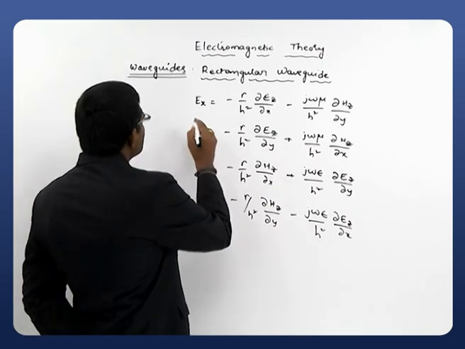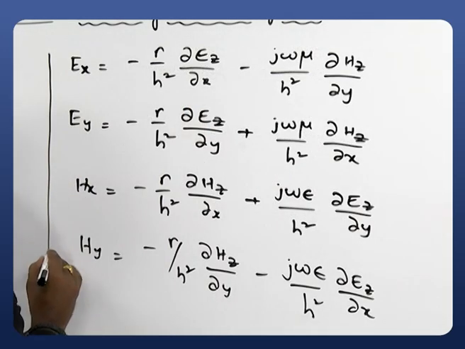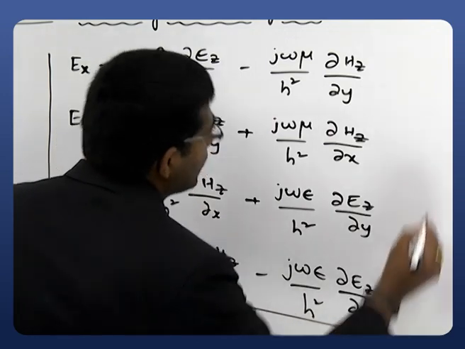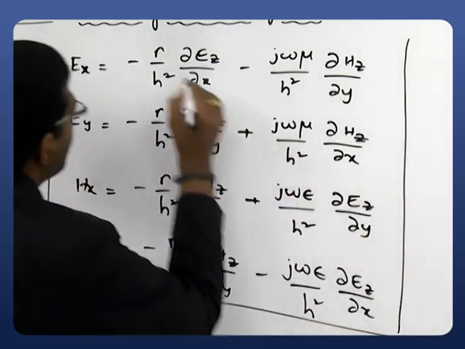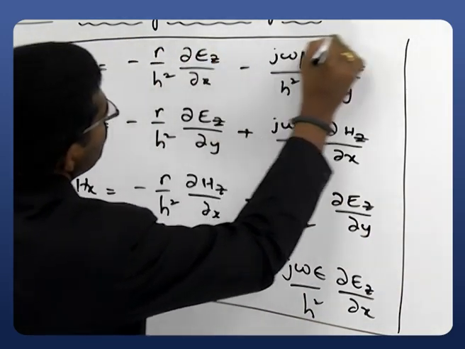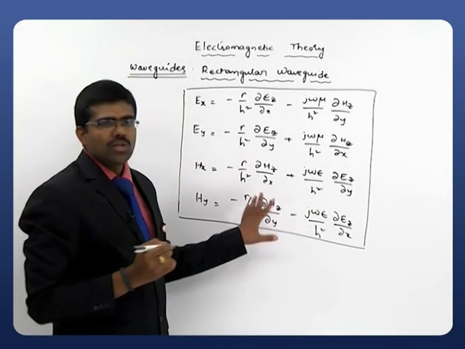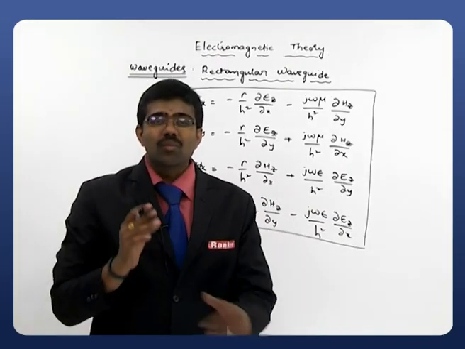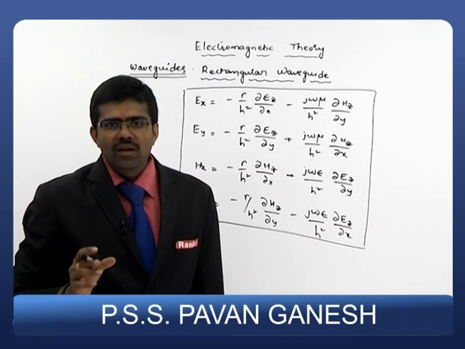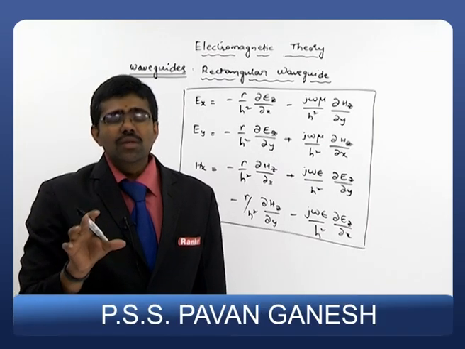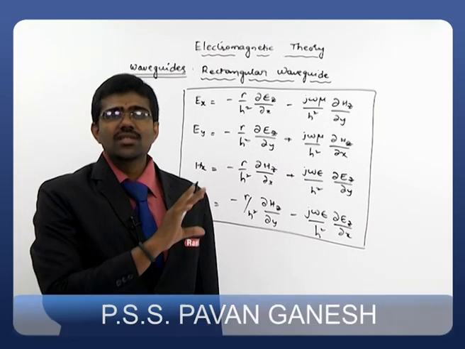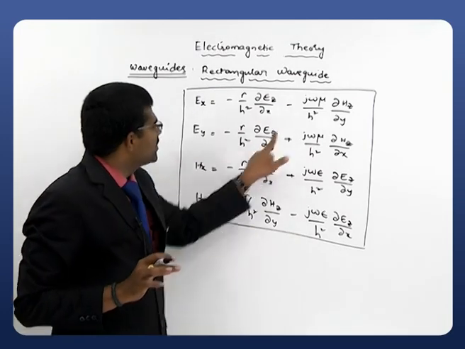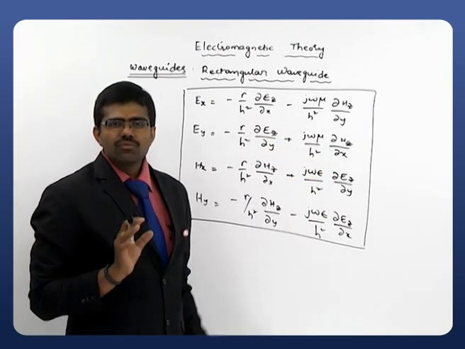These four equations are very very important equations. You are supposed to remember them for the entire analysis of our rectangular waveguides. Just remember these four equations. These four equations will give you all the remaining field components. Here what you are supposed to do is manipulate these equations by substituting Ez and Hz for different types of waves.